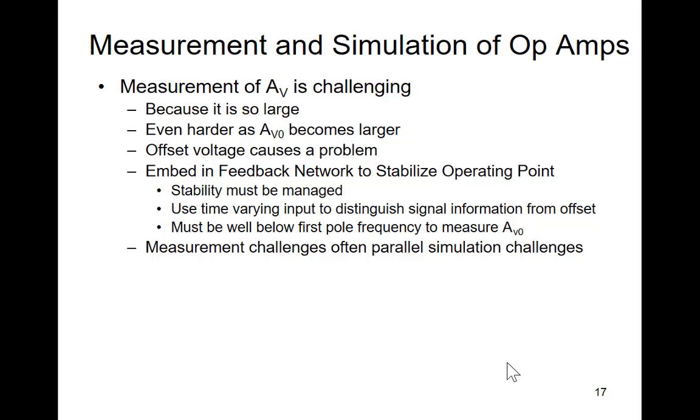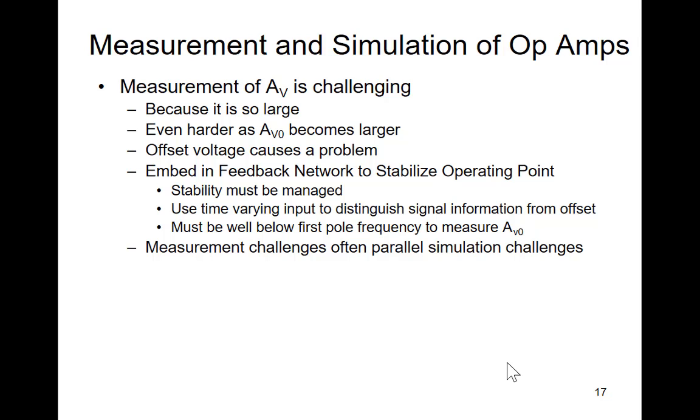A couple of comments about measuring AV. Anything that's challenging to do in the laboratory is usually challenging to do in a simulation. And usually anything that's challenging in a simulation is challenging to measure in the laboratory. Okay? Measuring AV is challenging. You saw that in the laboratory this past week.